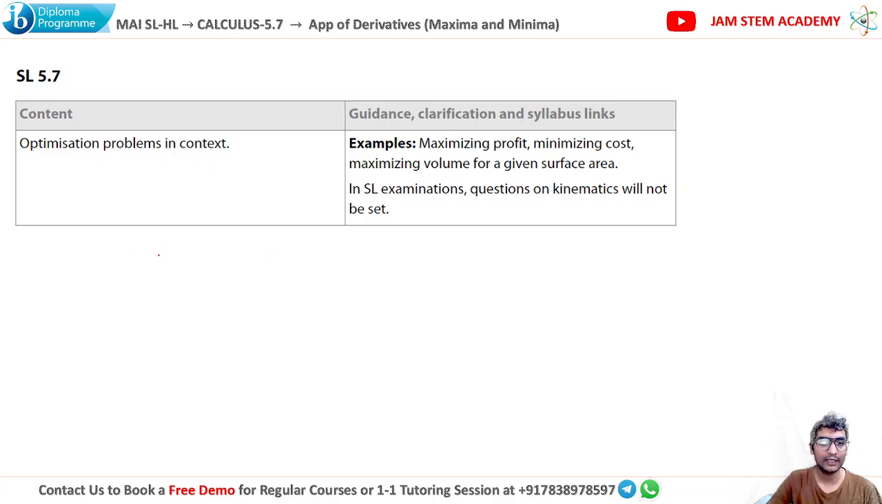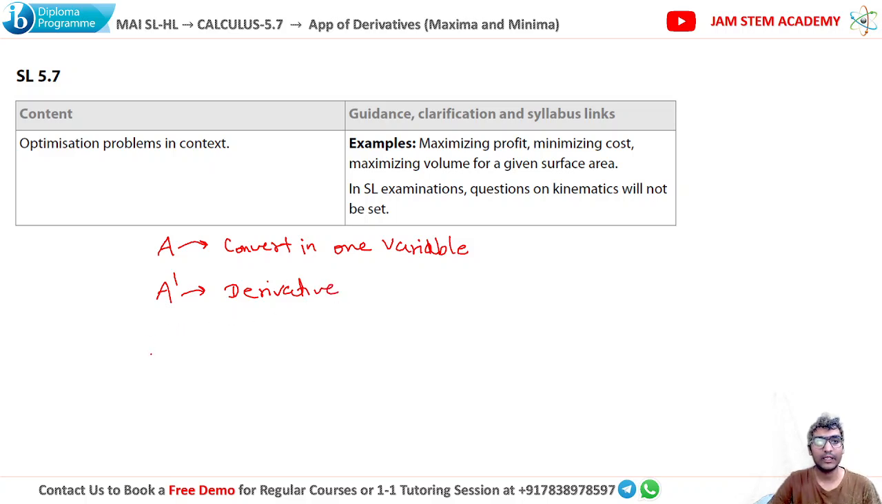Remember, let's consider A is the function which is to be maximized or minimized. You need to convert it in terms of one variable. That's very important. Convert in one variable the function which is to be maximized or minimized. Then you can find the derivative of that, right, which is A prime, which gives us the slope of tangent lines. After that, for finding the critical points, you can substitute A prime equal to 0.